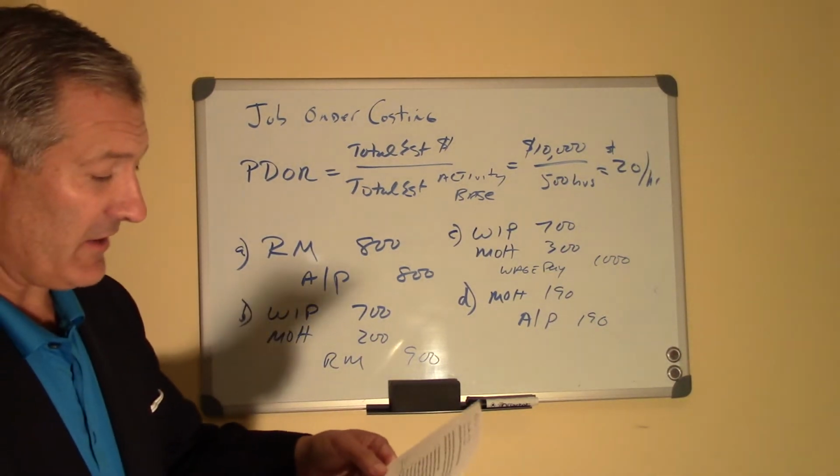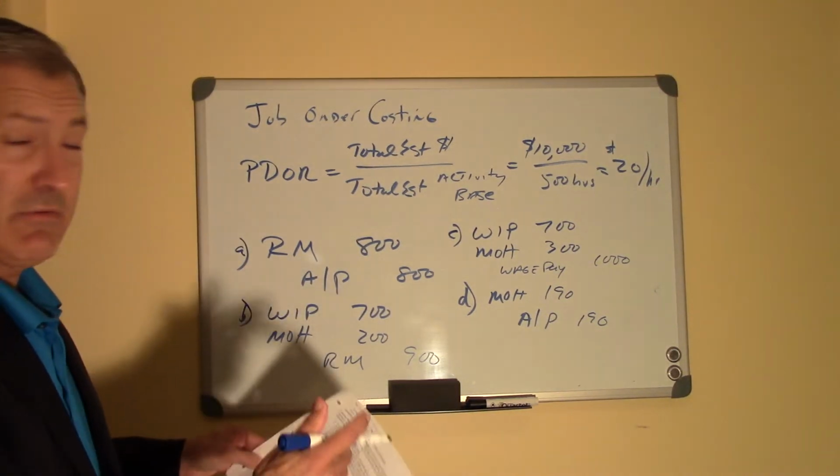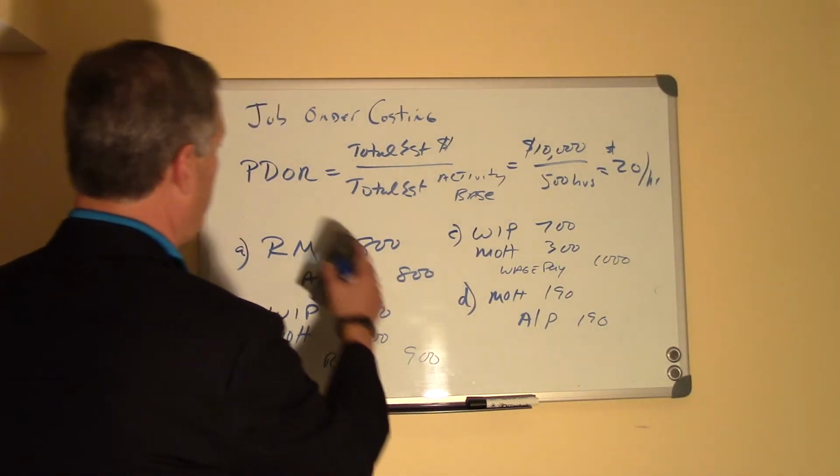So that's transactions A, B, C, and D. We're going to erase this and we're going to take a look at some more transactions.